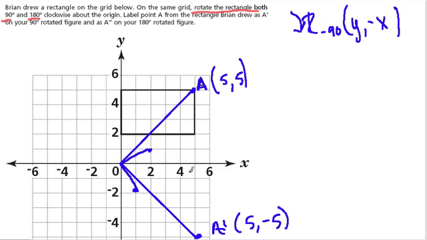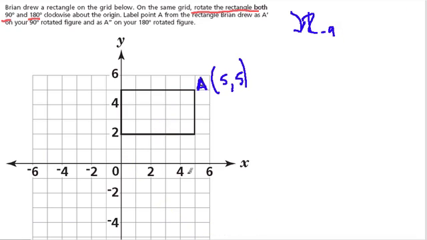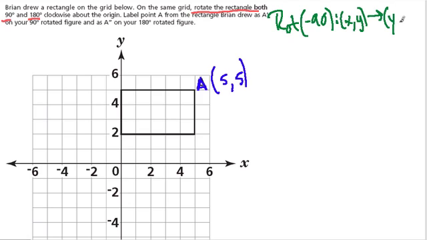So, let me just clear this up. One thing I would note is that a rotation of negative 90 takes any xy point, reverses the order, and makes x negative. So what does this look like? 5, 5 becomes 5, negative 5. That's A prime. It's 5, negative 5.